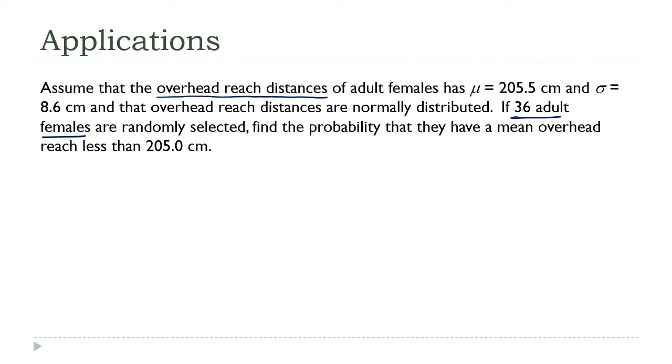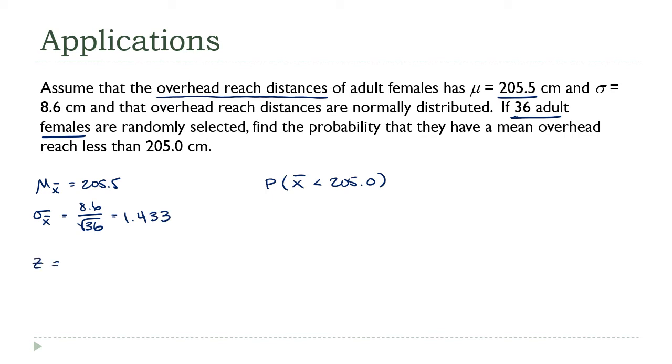I'm looking for the probability that the average reach of this group is less than 205. So my mean is going to be the same as the population's, 205.5. And my standard deviation I have to adjust. It's 8.6 divided by the square root of 36, which according to my calculator is 1.433. Now I can get my z-score.